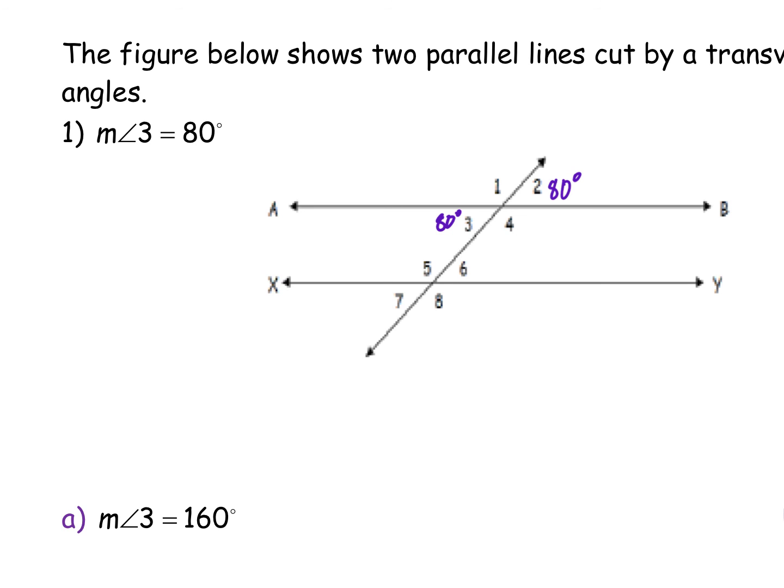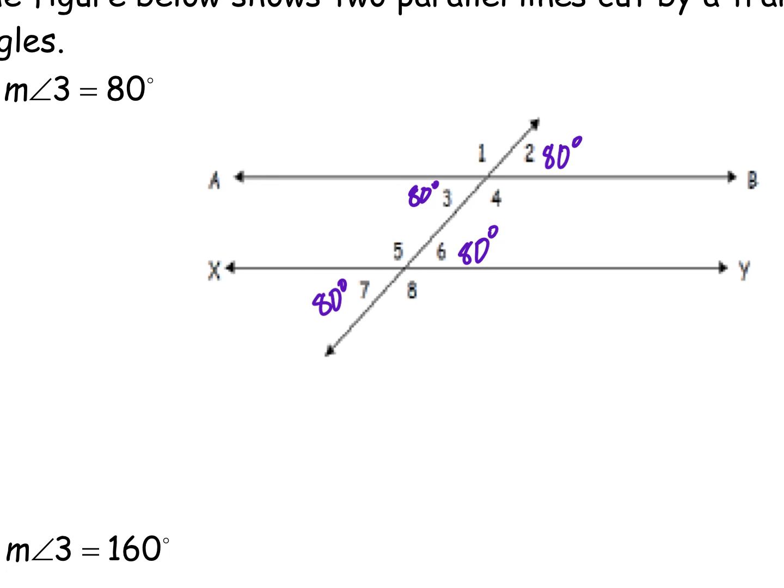Angle what? 3 and 7, honey. Would it be consecutive? Not consecutive. There you go, corresponding. So that's 80, just corresponding. Of course, because corresponding, you have one interior and one exterior. And then, of course, 6 for the same reason. 80 degrees, awesome. So 4 of my angles are 80 degrees.